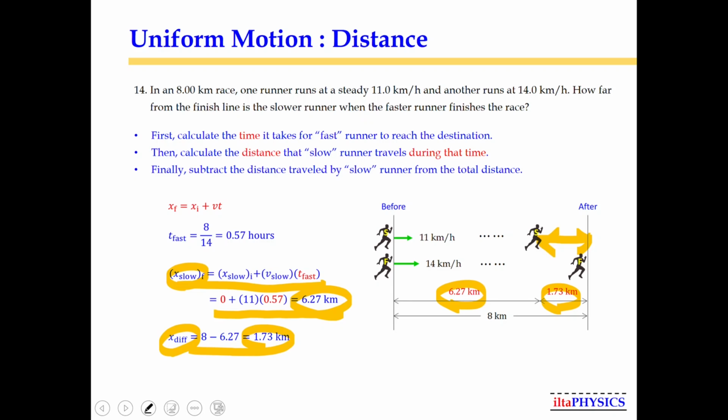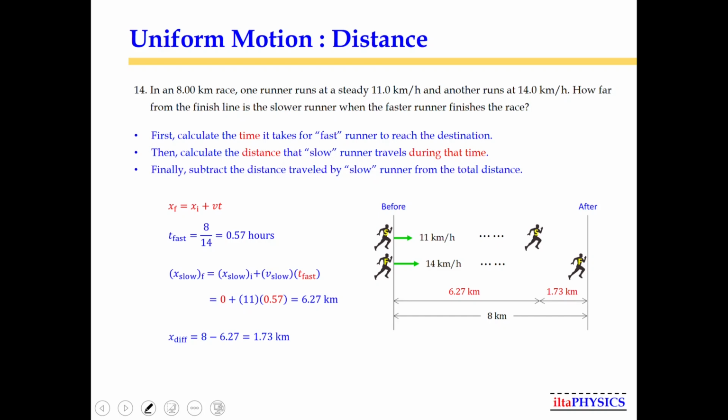The calculation for uniform motion is very simple. Please practice applying this relationship correctly according to the conditions of the problem.